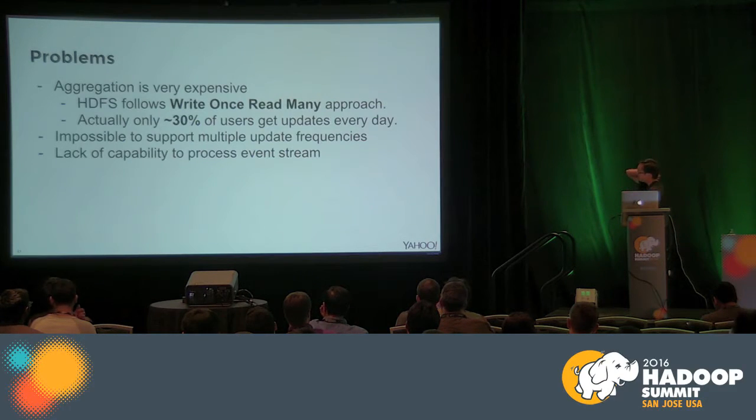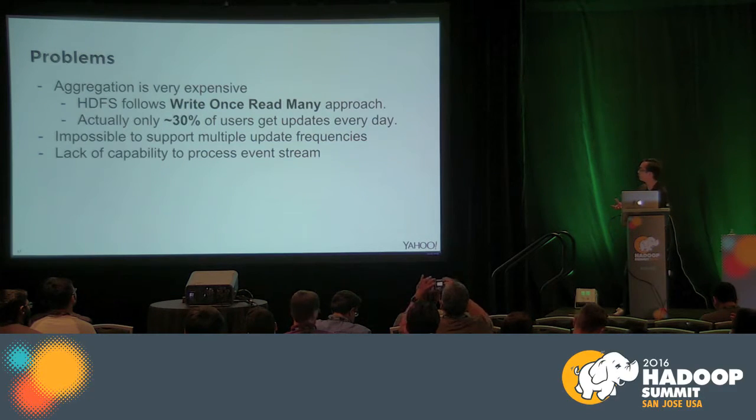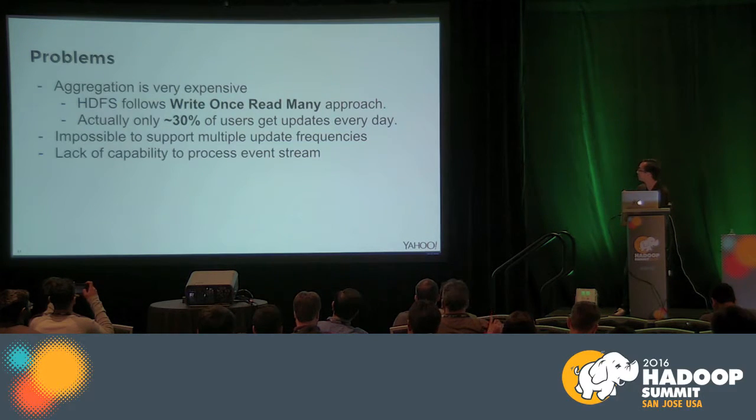Okay, so what's the problem with the old one? Actually, the old architecture served us pretty well in the last 1 year. But when we are getting more and more data in the user profile platform, we are seeing some issues. The first issue is the most obvious one, that the aggregation is very expensive. Because every day we only see about 30% of the users get updates. But in order to do an update for the user profiles, we have to load everything from HDFS, because you cannot do random writes on top of HDFS. So you simply read everything, and then join with the incremental data, and then output it back. So it's very I/O expensive.